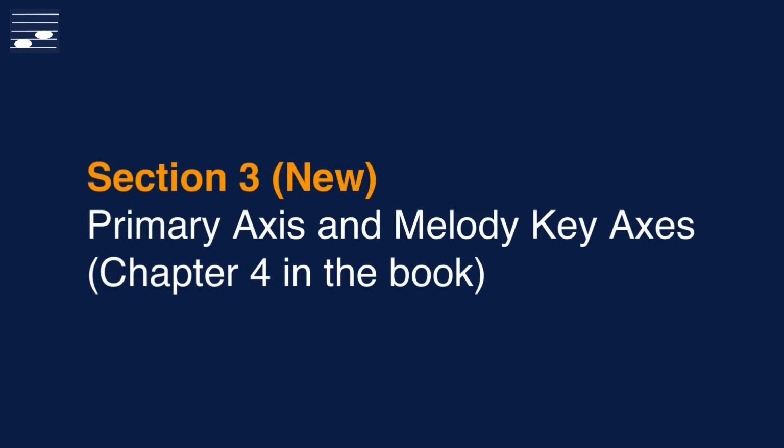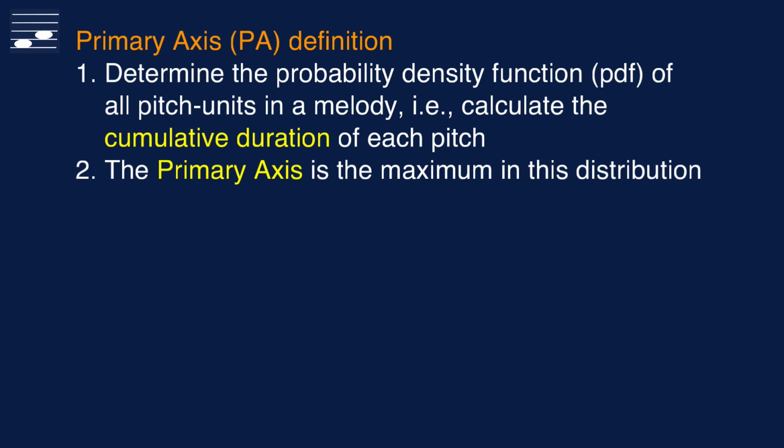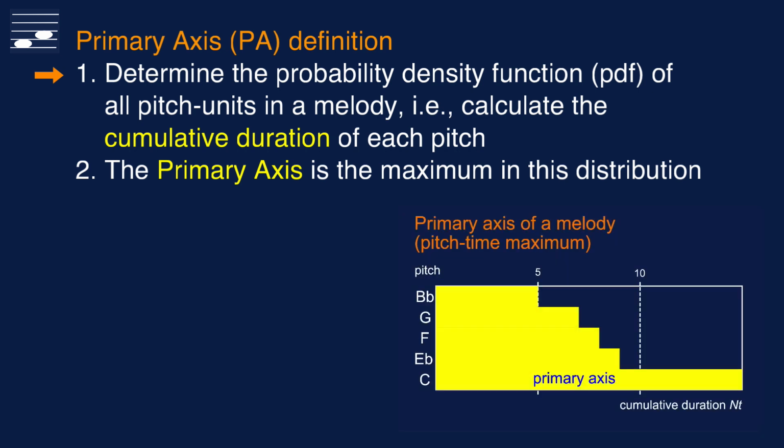We continue with chapter 4 from the book, and you'll learn new aspects. The first is the notion of a primary axis. I'll show examples in a minute, but let's start with the definition. Consider a melodic continuity, an ordered sequence of pitches with durations. Now, for each pitch, determine the cumulative total duration. You will obtain a pitch probability density function, where the primary axis is the pitch unit that corresponds to the maximum value in the distribution profile, as shown here in the diagram.